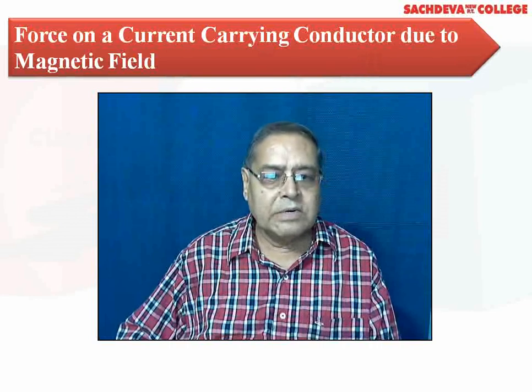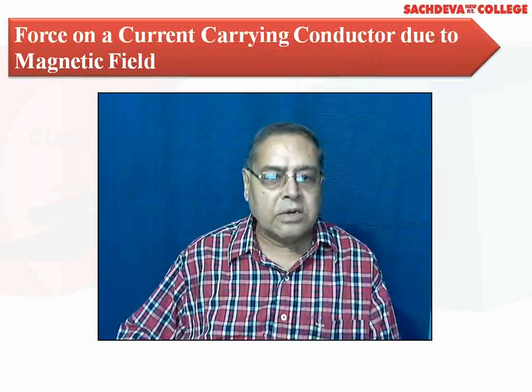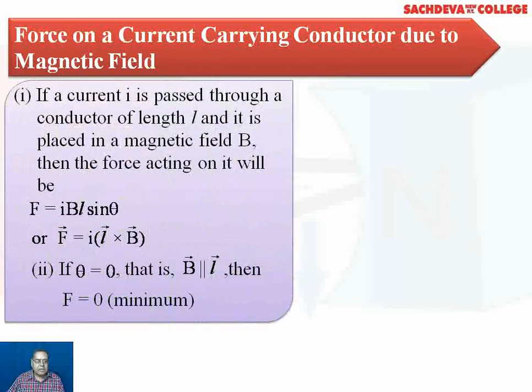Now, first of all, our discussion is on force on a current carrying conductor due to magnetic field. Wherever we use the term magnetic field, we are indirectly referring to magnetic induction. Its unit will be Tesla or Weber per meter square, or it will be Gauss. And one Gauss can be taken as 10 to the power minus 4 Tesla, and 1 Tesla or 1 Weber per meter square will be taken as 10 to the power 4 Gauss.